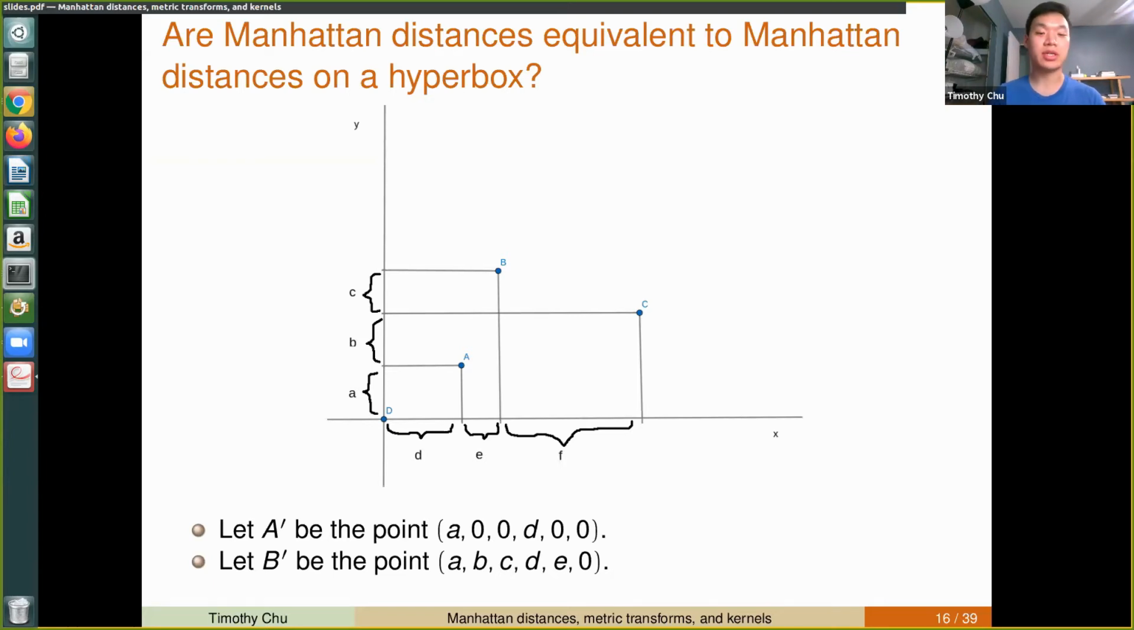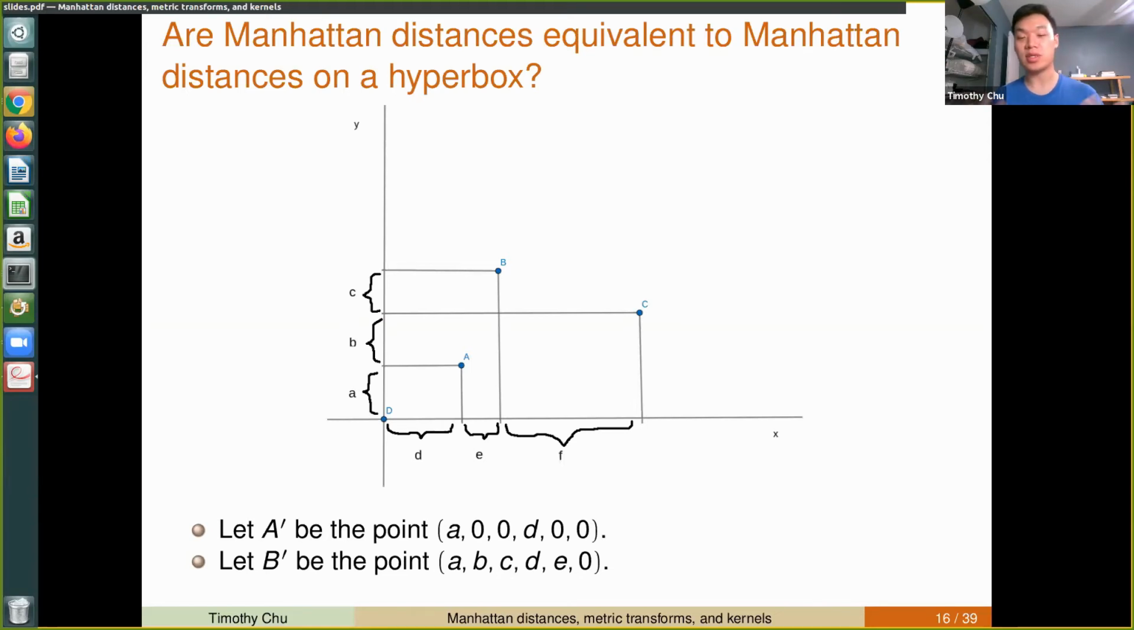Well, how are these generated? When you drop A to the y-axis, it only covers that interval little a. And when you drop big A to the x-axis, it only covers that interval little d. So you write A00, D00. Meanwhile, with point B, when you drop it to the y-axis, it covers the interval little a, little b, and little c. But when you drop it to the x-axis, it only covers little d and little e. So this point gets mapped to ABC, DE0.